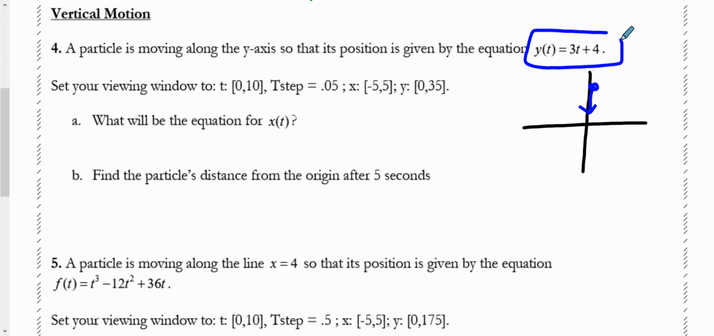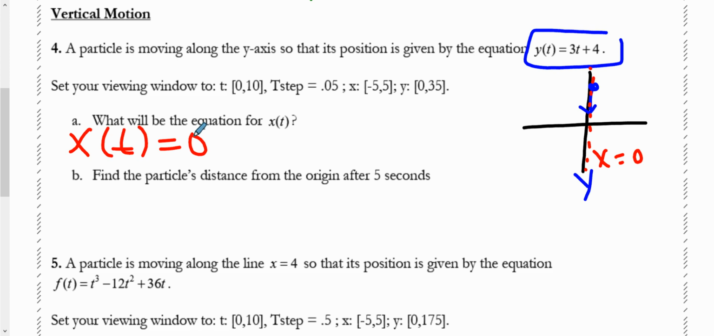It says set your viewing window. Okay, so let's go ahead and get our viewing window to 0 to 10. So you're going to go into your window, 0.05 for your t-step. X is -5 to 5, and then you have y is 0 to 35. So it says, what will the equation be for x of t? Well, remember that we've got something that's traveling along the y-axis. So here's our y-axis here. Well, when you're talking about that equation, remember that's a vertical line. That's going to be x equals 0. So we've got x of t is equal to 0 because, again, it's traveling along the y-axis.